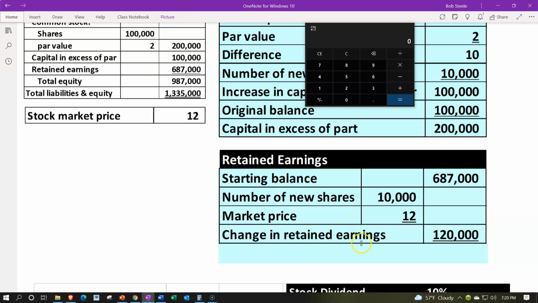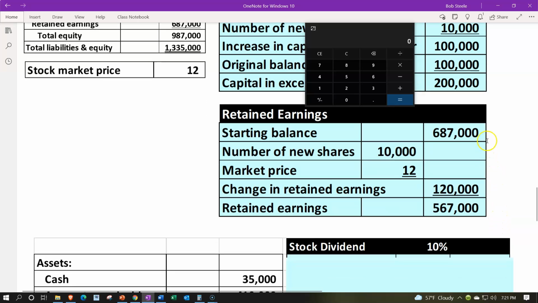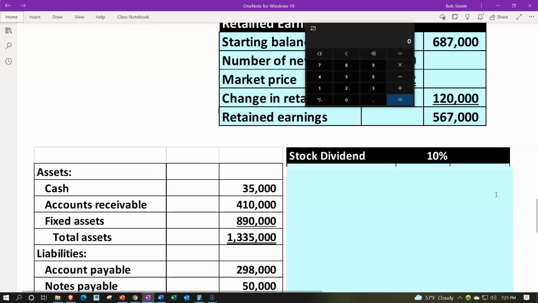So we're giving out value not in terms of dollars, but in terms of stock, of $120,000, which is the 10,000 times 12. So the amount that retained earnings is going to be reduced by is the $120,000, similar to if we paid cash, because we're giving something of value. It's not cash, but we still should be decreasing the earnings that have been retained because we're giving the earnings out to the owners in the form of the dividend. So we've got the retained earnings now at the $687,000 minus the $120,000, or $567,000.